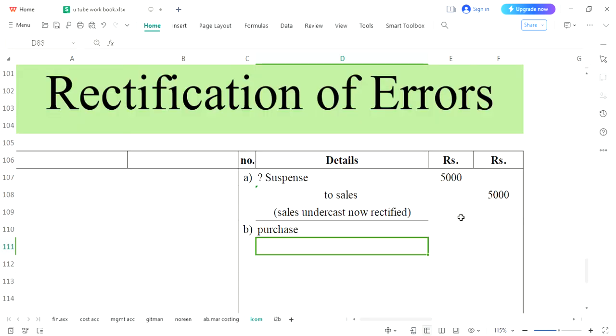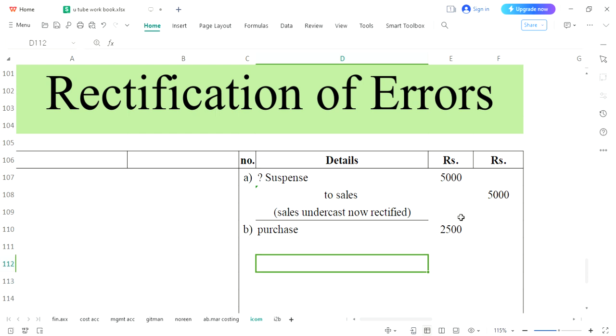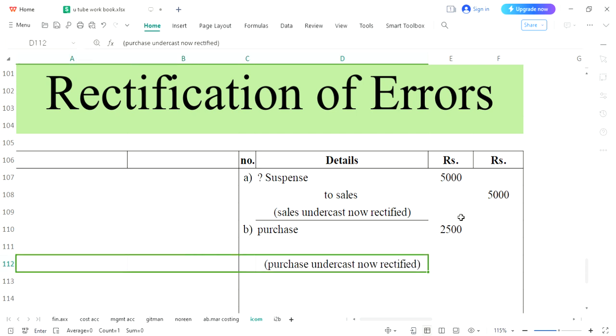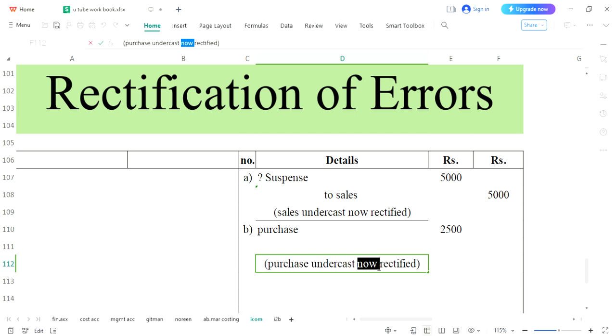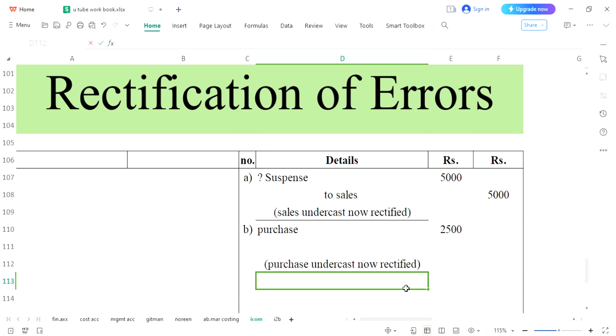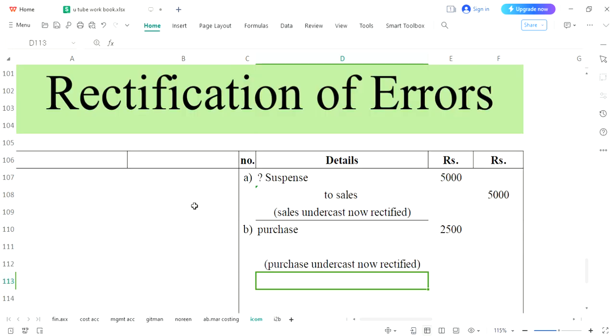So you will write 2500 on debit side, and now you will be choosing your narration here. Purchase undercast, now rectified. After each entry you will make an addition of only these two words, first, now, and then rectified. Just these two words you will introduce, and that's all. Okay guys, our entry has been completed. There was only one mistake related to purchase, and that's what we have rectified.